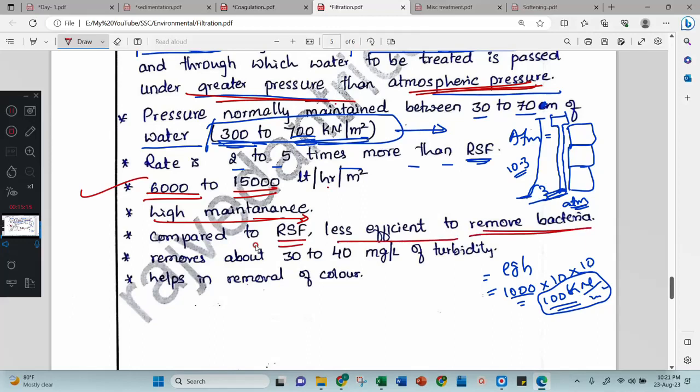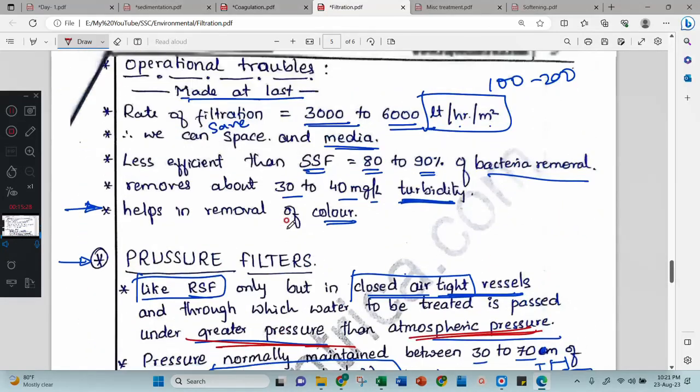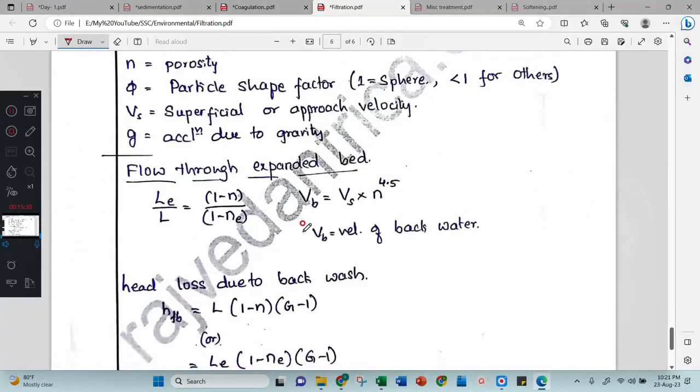As the discharge increases, the efficiency will be very less. That is understood. Then it removes about 30 to 40 mg per liter of turbidity and helps in removal of color. Okay, that we'll see later. Do you have any doubts in this one?